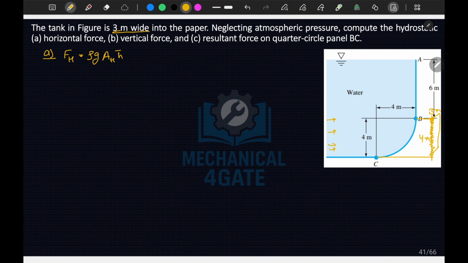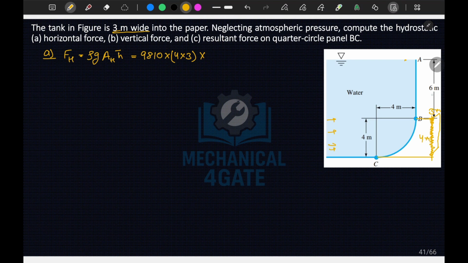The dimension is 3 meter. So 4 meter by 3 meter is the dimension of the projected area. I can write the value of rho g as 9.81 into 10^3, into 4 into 3. Now h bar, if I talk about it, will be taken from here.